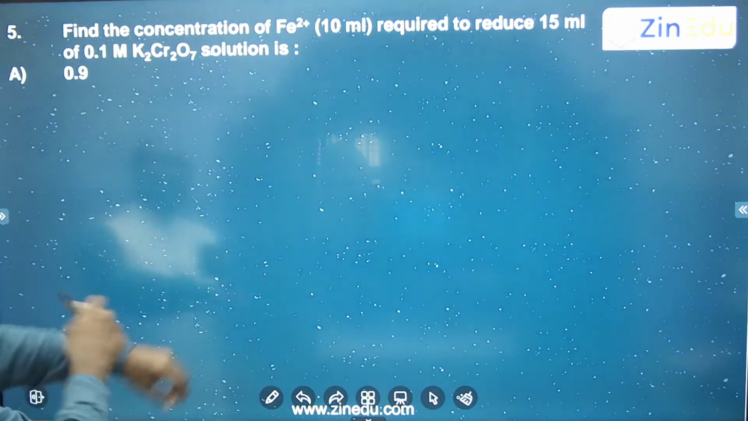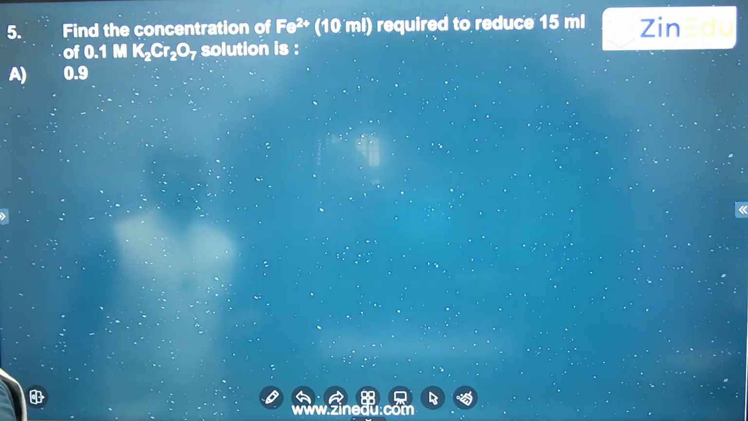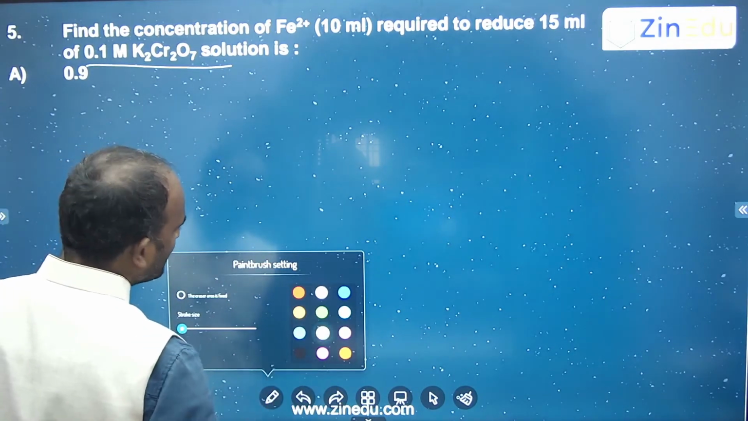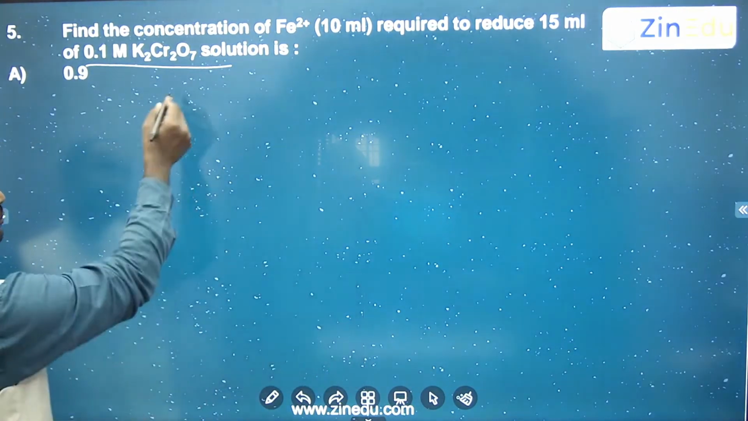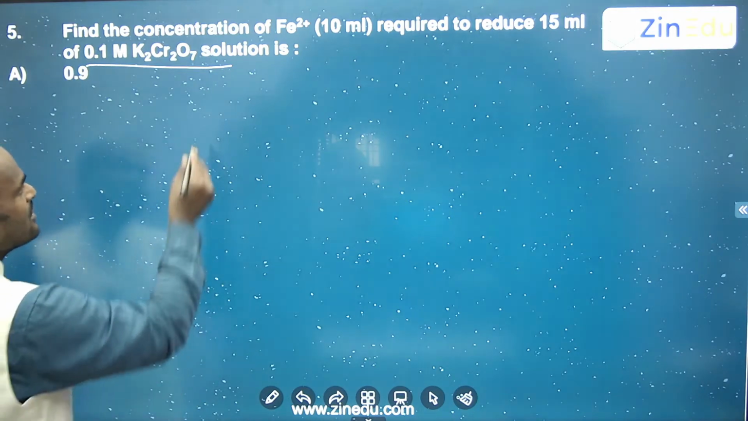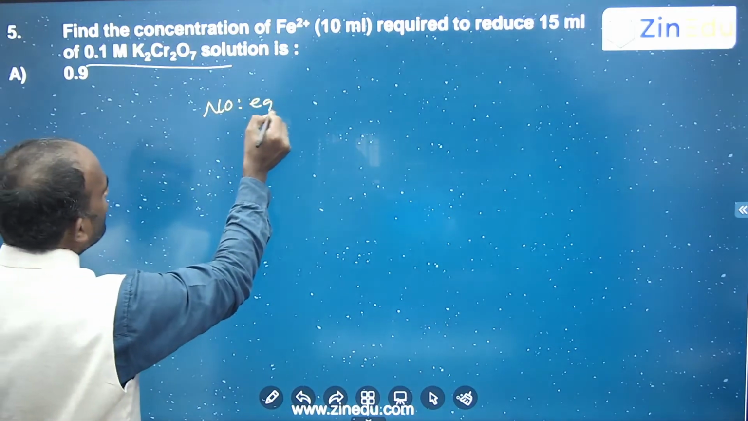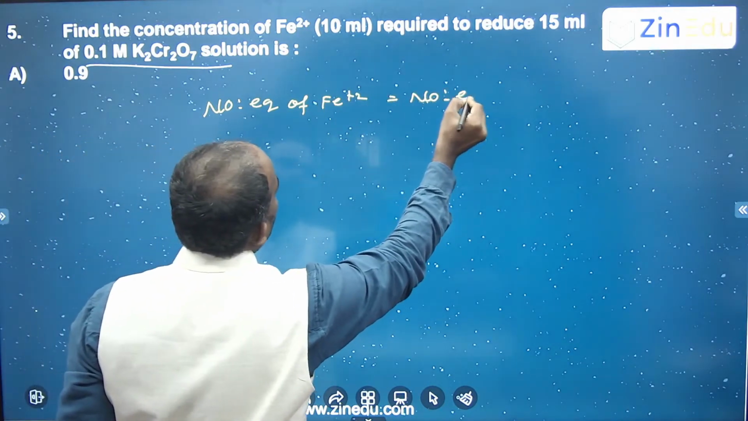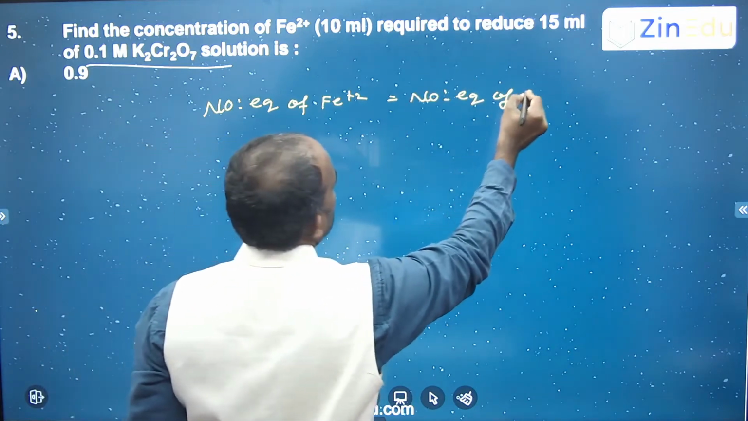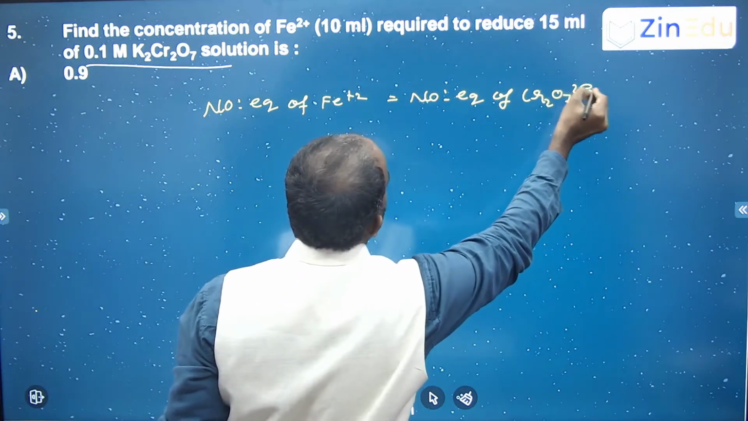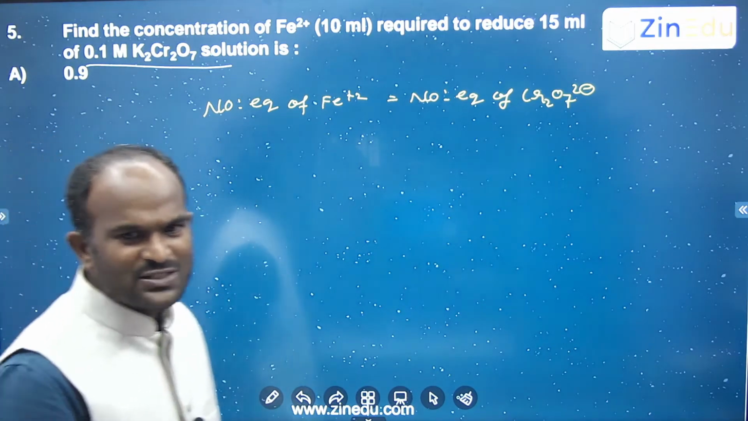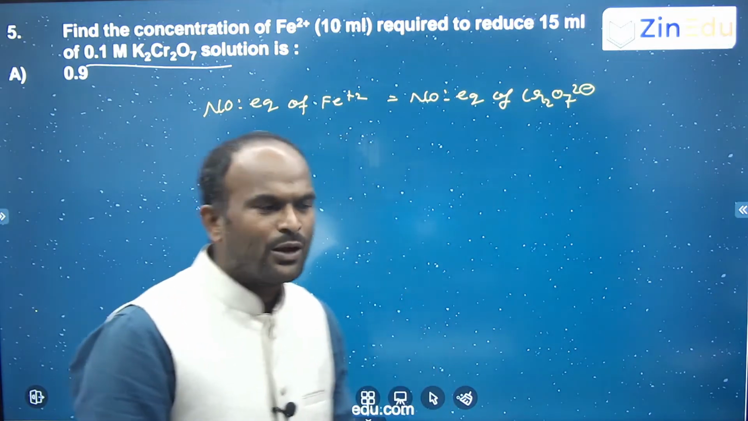Find the concentration of Fe+2 required to reduce 15 ml of 0.1 molar K2Cr2O7. So what could be the best thing to do here? We can consider the number of equivalents. The number of equivalents of Fe+2 should be equal to the number of equivalents of Cr2O7 2 minus. That is what we have to consider.